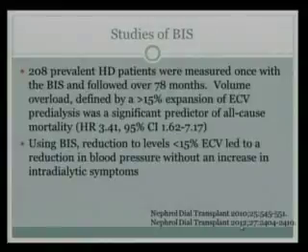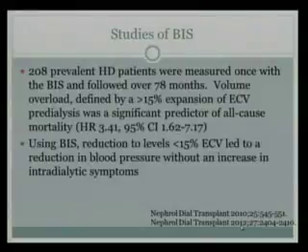So some of the studies of bioimpedance, this one study looked at 208 prevalent dialysis patients, and they found that when the patients were volume overloaded, defined by a greater than 15% expansion of the extracellular fluid space, that was a predictor of all-cause mortality with a fairly high hazard ratio of 3.41. And then using BIS, reductions to levels of less than 15% extracellular volume led to reductions in blood pressure without an increase in intradialytic symptoms. So it's just another way to grossly get a picture of volume overload.